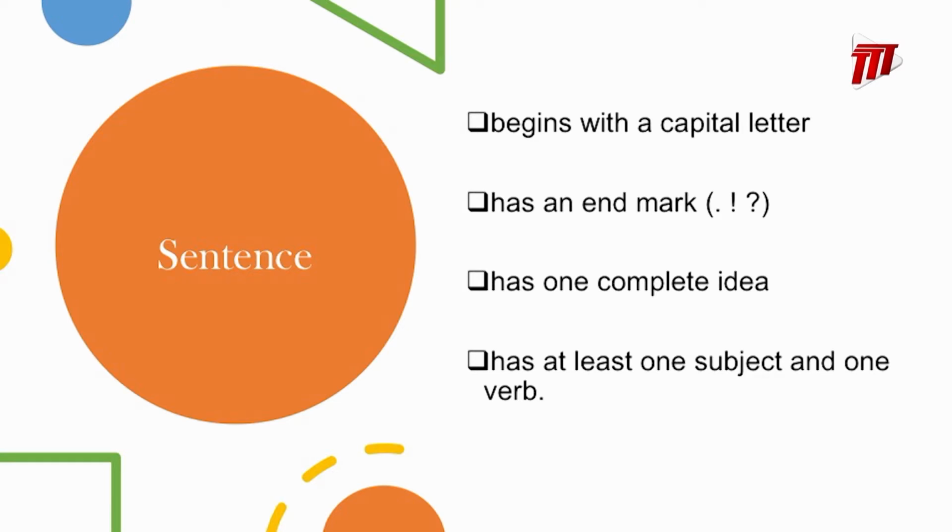Every sentence also must have a complete idea. It must make sense on its own. That's very important when we get to later in this lesson. So think about that. And a sentence has at least one subject and one verb.